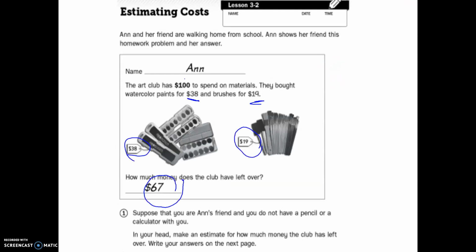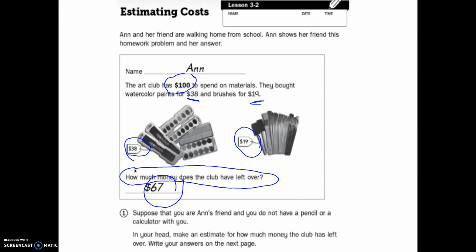All right, so here's the paper. Here's the assignment. Anne put her name where it should be. What do we know from the problem? That the club has $100 to spend on materials. They bought watercolor paints for $38 and brushes for $19. Your task is to find out how much money the club has left, not how much Anne spent, but how much the club has left.